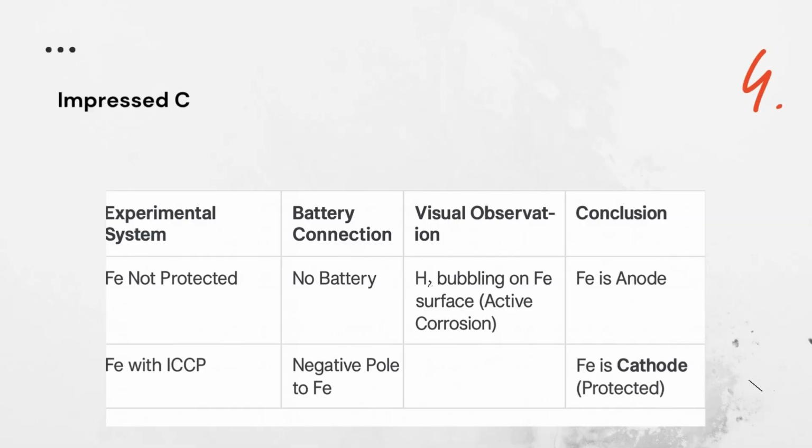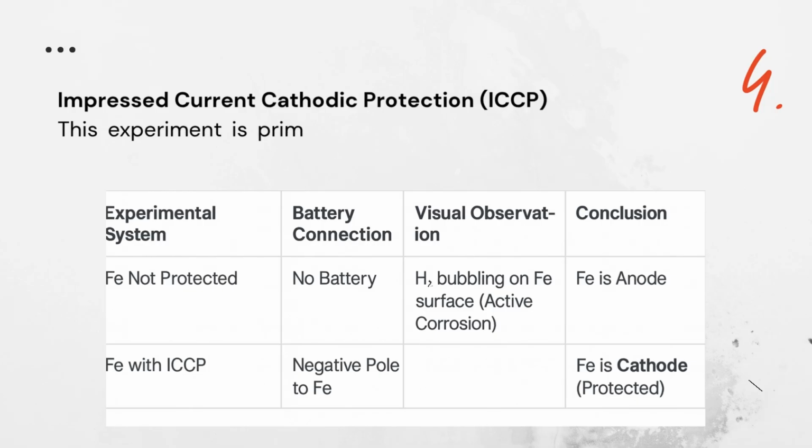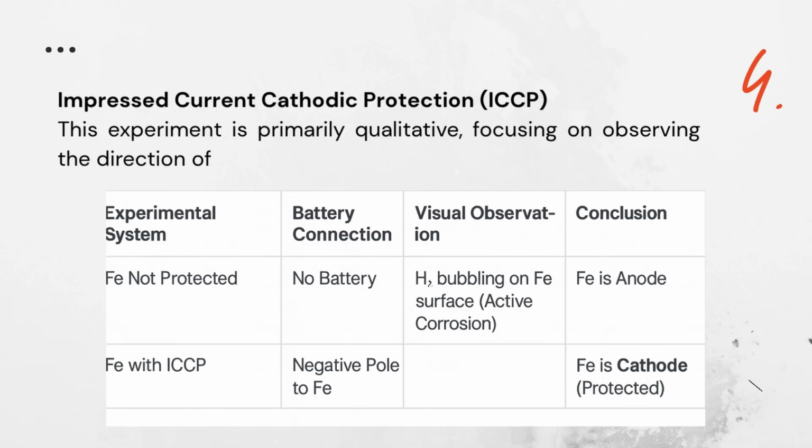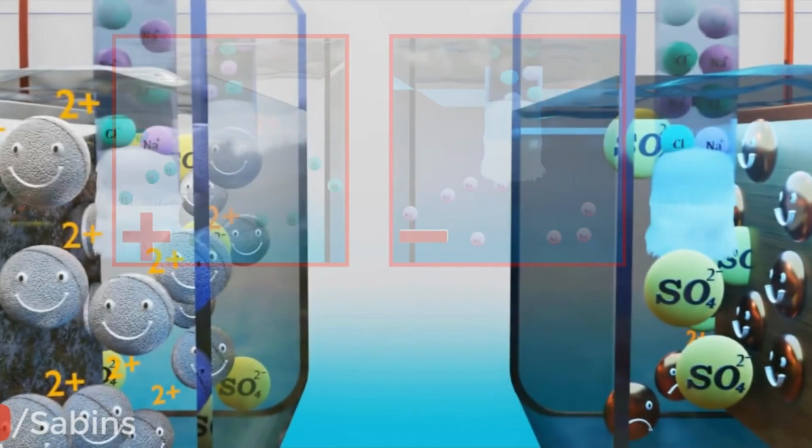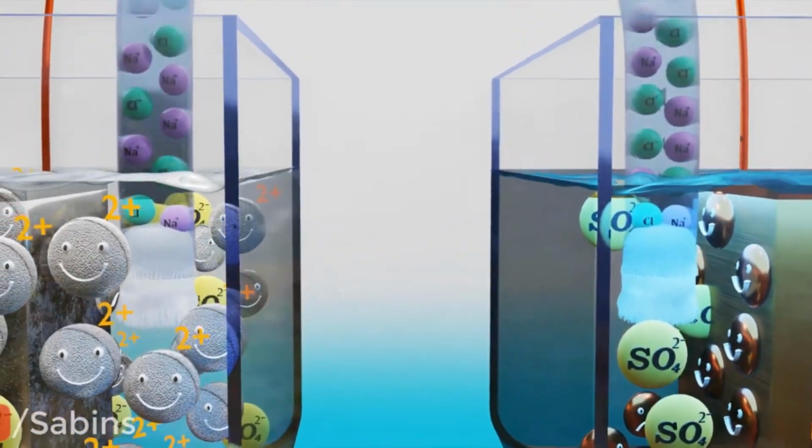Finally, experiment 4. Verify the impressed current cathodic protection, or ICCP, system. When iron was alone in acid, we observed vigorous H2 bubbling on its surface. After connecting the negative terminal of the battery directly to the iron, the bubbling completely stopped on the iron surface and shifted to the auxiliary electrode. This external current reverses the natural polarity of the iron, forcing it to become the cathode and stopping its oxidation.